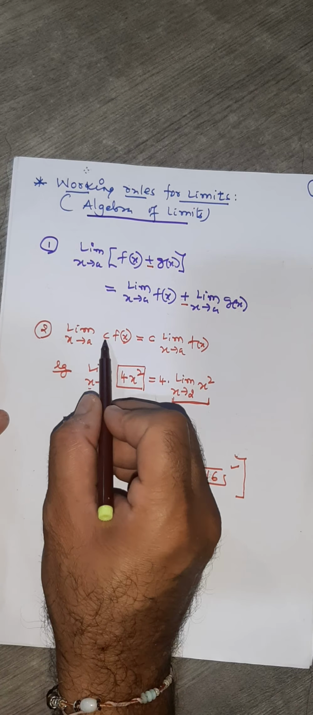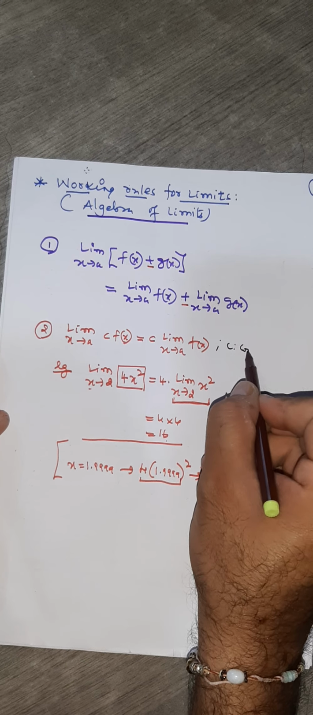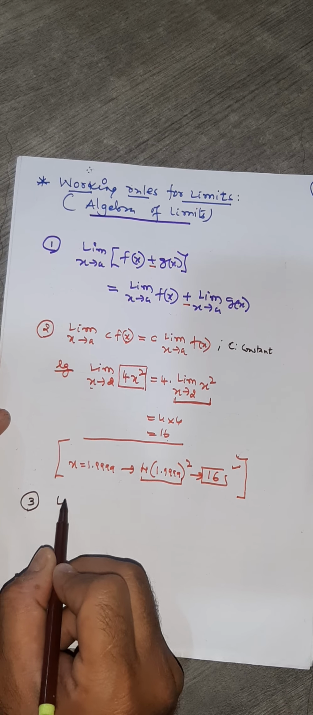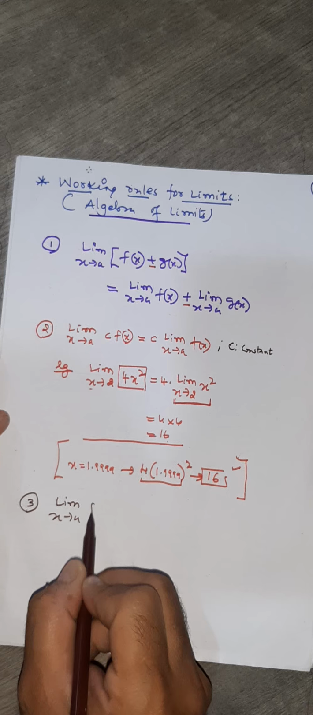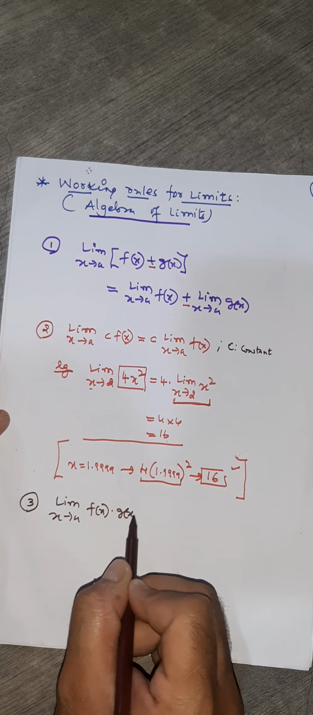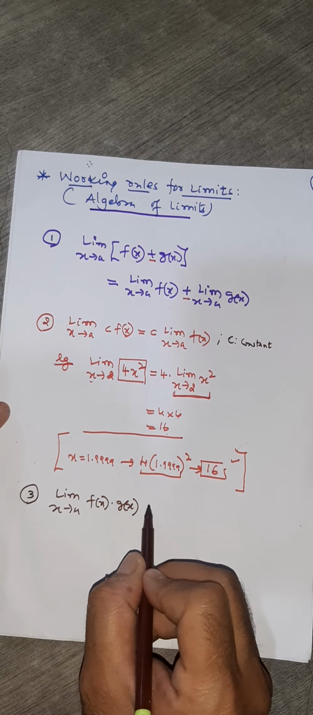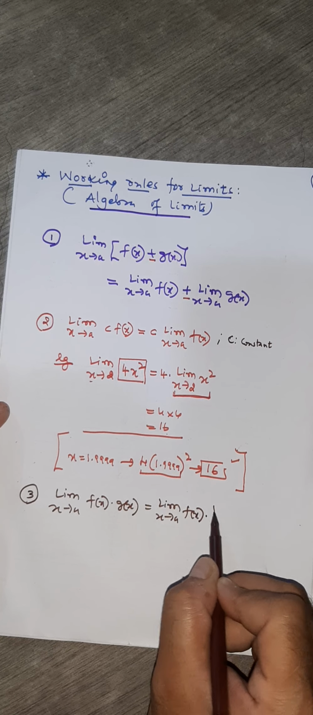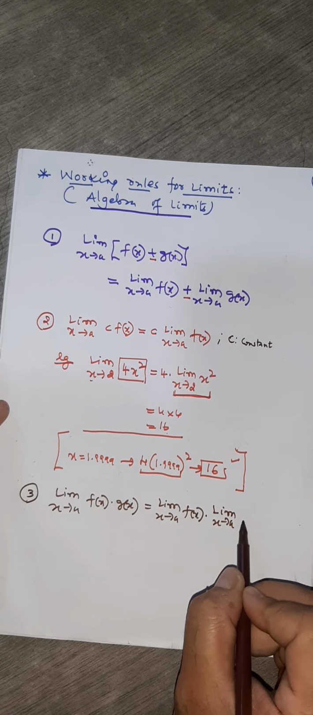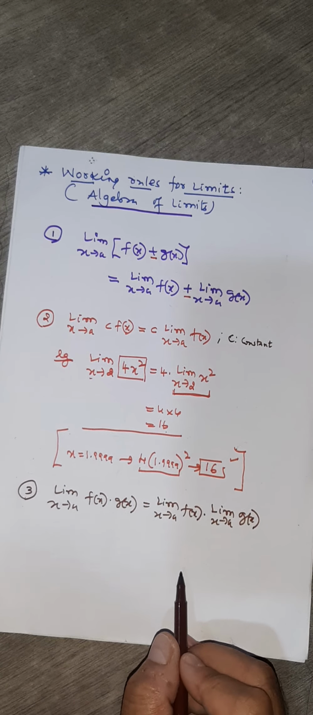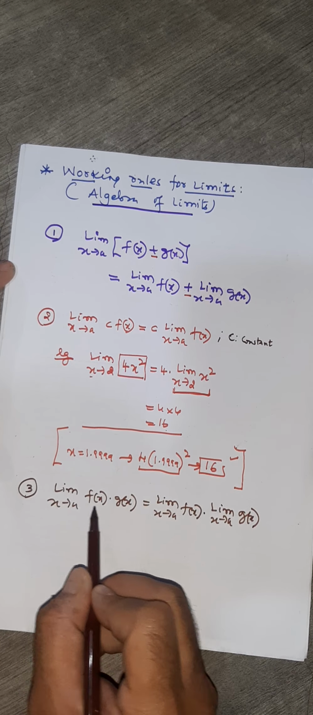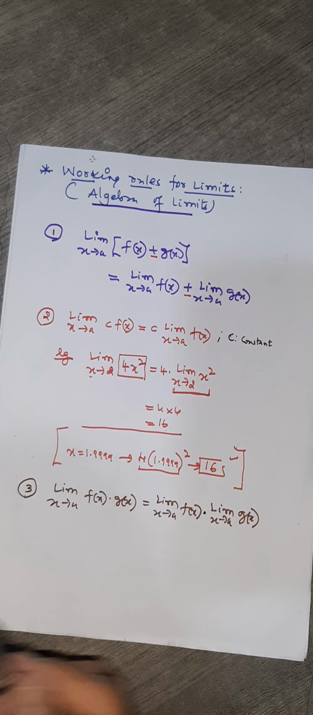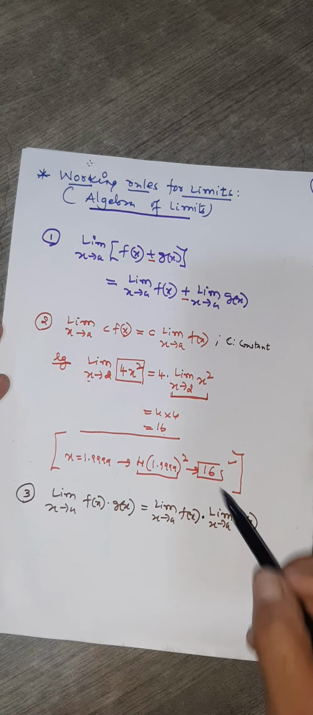So if you have a constant, where c is some constant, then that constant will go out. Okay, third one, that's for multiplication. Limit x tends to a: if you have f(x) into g(x), the product of two functions, then it is limit x tends to a of f(x) into limit x tends to a of g(x). In a product also you can apply individual limits: limit of the first function into limit of the second function. For a product, you can even take the limit inside. For addition and subtraction, you had noted. Now I'm saying it for product.